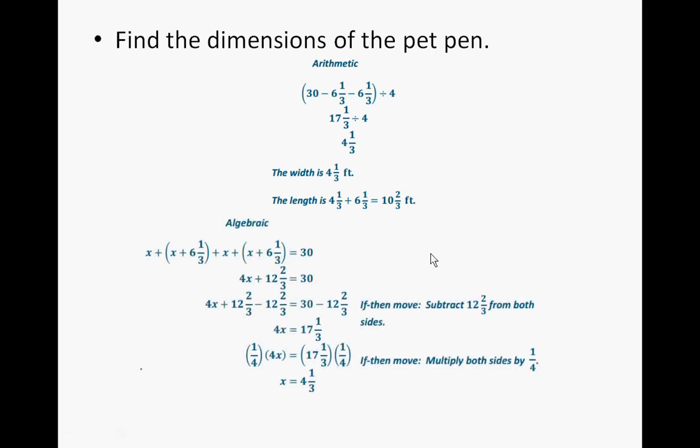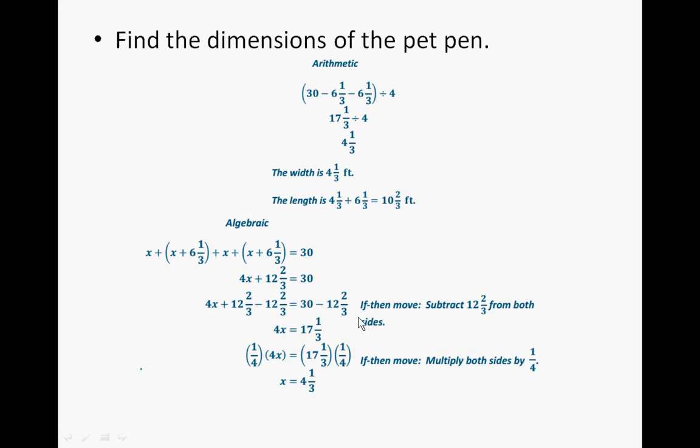So algebraically, if we go back to our drawing, we would do x plus 6 1/3 plus x plus 6 1/3. And again, most of you would recognize that we could do 2 times x plus 2 times the quantity of x plus 6 1/3, and you can by all means start like that. Eventually you will get to this part right here. 4x plus 12 2/3 equals 30.